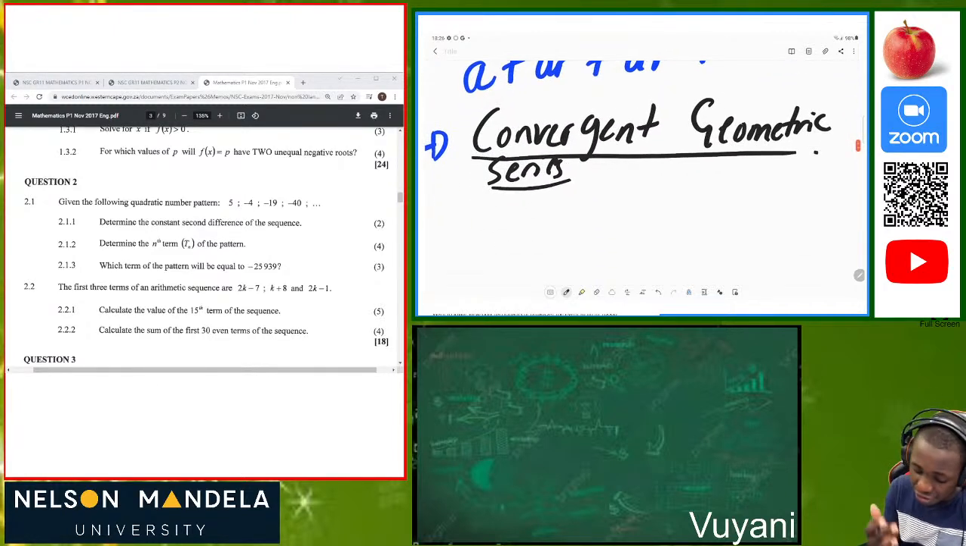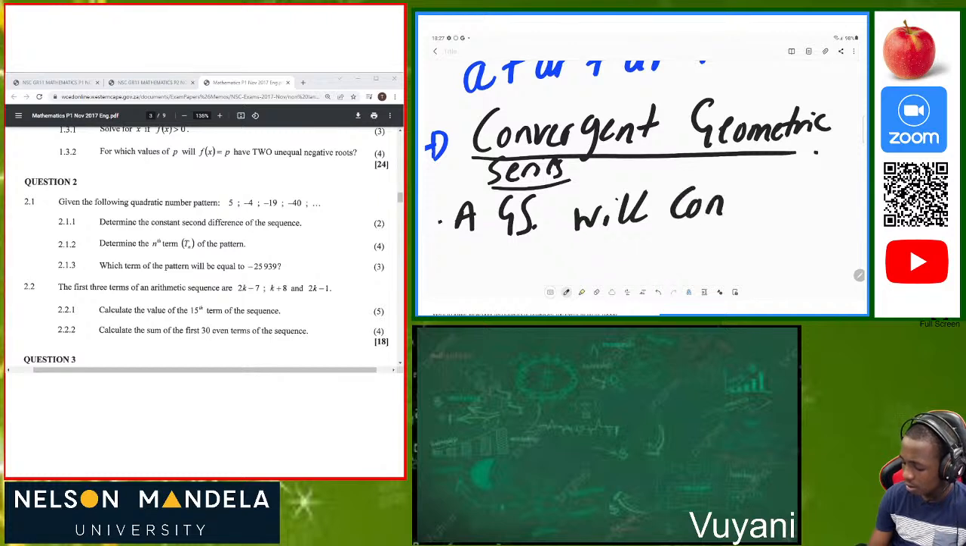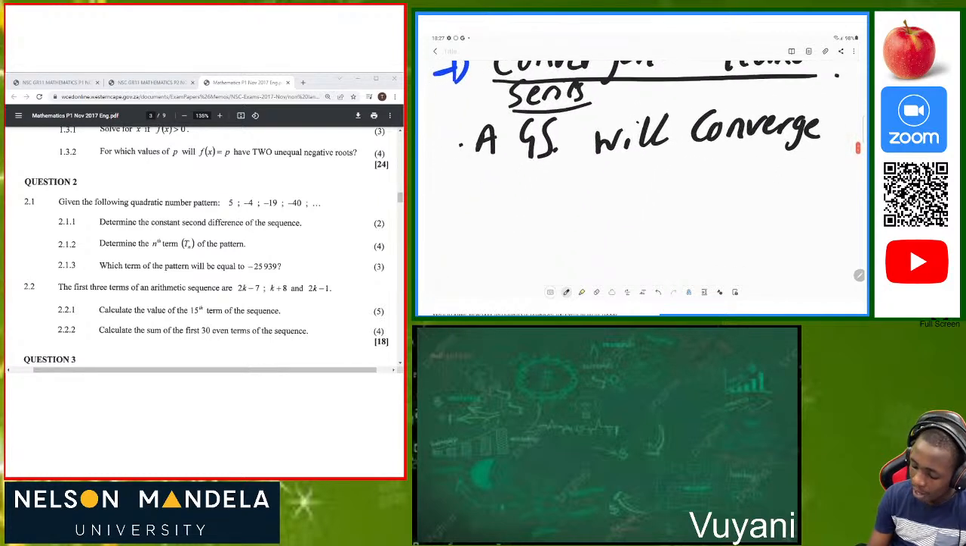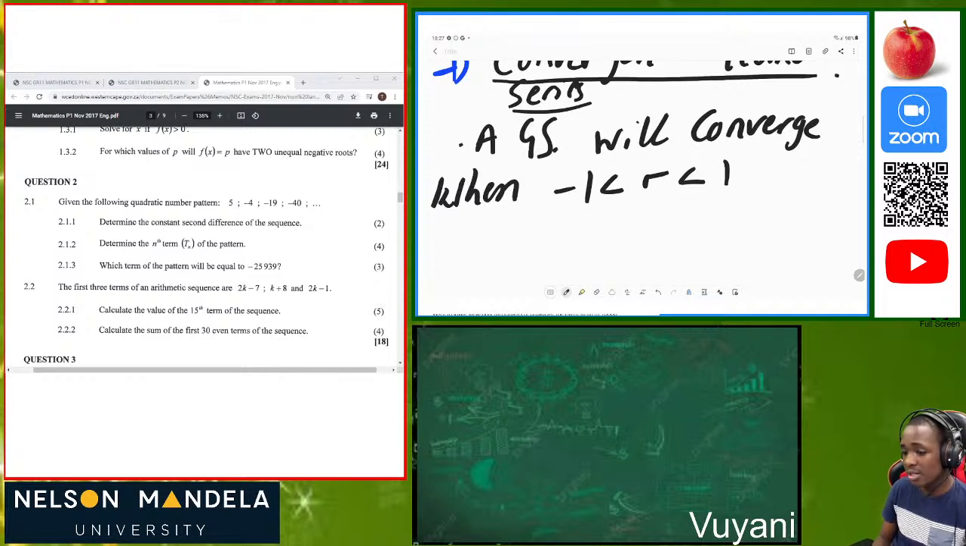So a convergent geometric series is when a geometric series only converges when r is greater than -1 and less than 1. So we are saying that a geometric series, GS representing geometric series, will converge when -1 is less than r is less than 1. So this is the only case where a geometric series can converge.